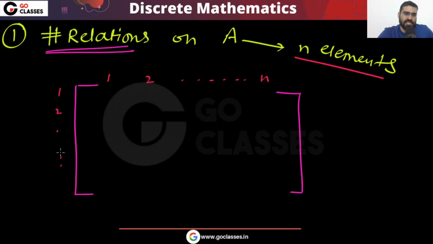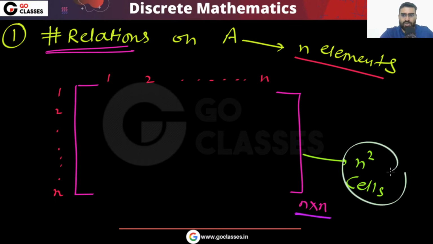So in total, how many cells will be there in this matrix representation? There will be n square cells, right? Yes or no? Correct. There will be n square cells because this is an n by n matrix. So that is the reason we have a total of n square cells.